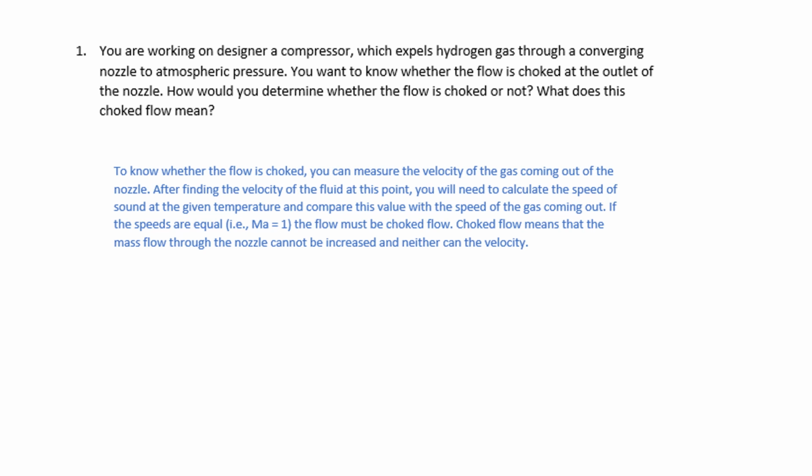So the explanation: to know whether the flow is choked, you're going to measure the velocity of the air coming out of the nozzle, and then you're going to find the Mach number between the speed of sound of the air conceptually and the velocity actually coming out. And if it is equal to 1, the flow must be choked. And then this choked flow means that mass can't be increased through the nozzle.